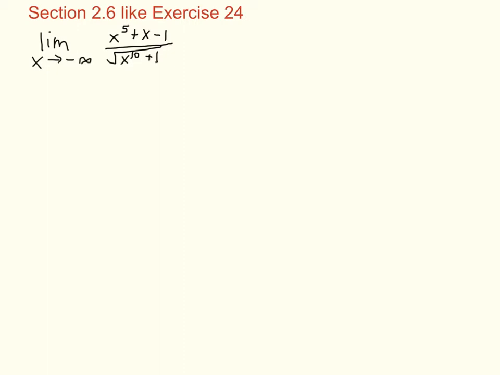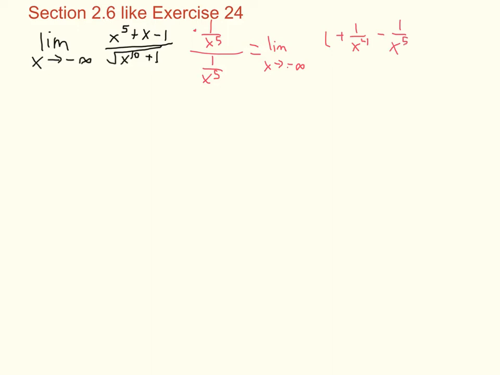So in this case we're going to multiply the top and the bottom by 1 over x to the fifth. On the top, that's very simple. We need to keep our limit sign. So we have the limit as x approaches negative infinity of 1 + 1/x^4 - 1/x^5.